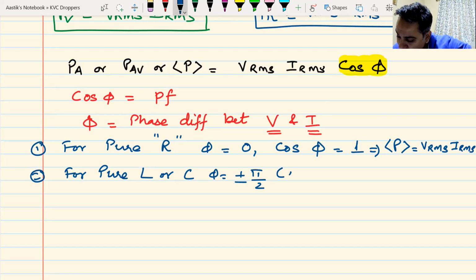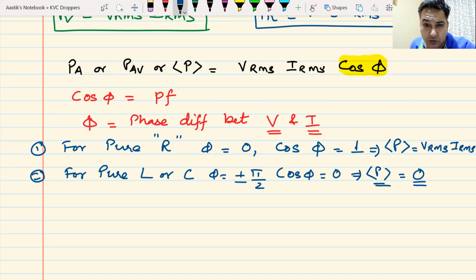The value of this cos phi becomes 0, which implies the average power becomes 0. From here, we can understand a very important point.